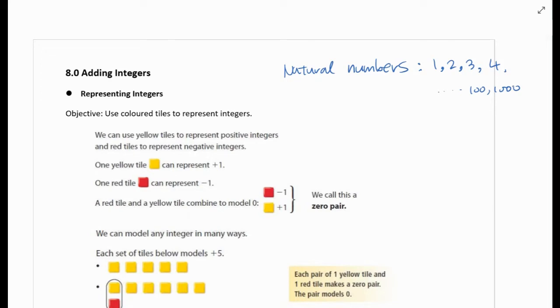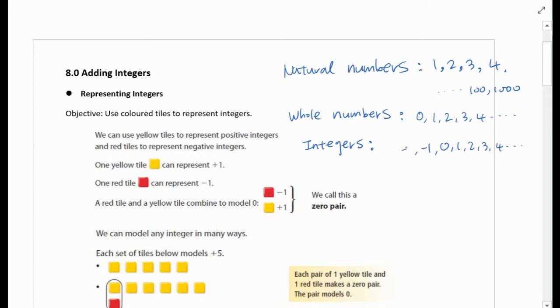So 0 is not a natural number, right? And whole numbers. Whole numbers are not fractions. Whole numbers are 0, 1, 2, 3, 4. It goes on forever. So those are whole numbers. And now integers. So integers are positive and negative natural numbers and whole numbers. So 0, 1, 2, 3, 4, those are integers, and also negative 1, negative 2, negative 3, those are integers.